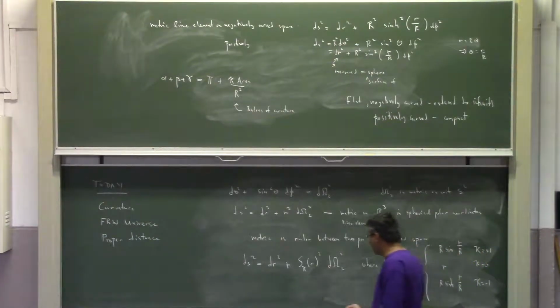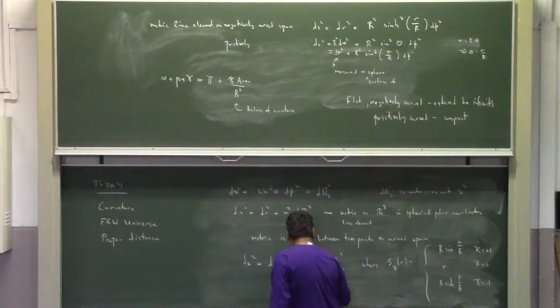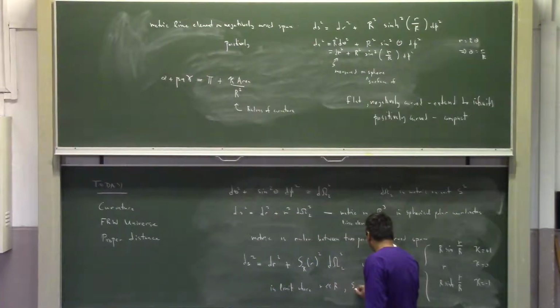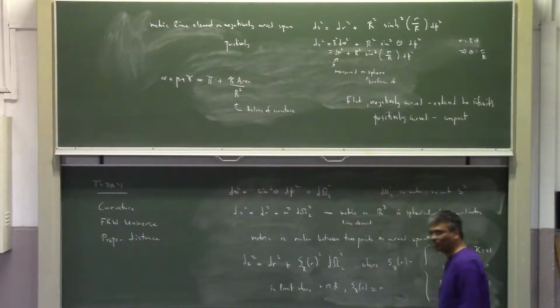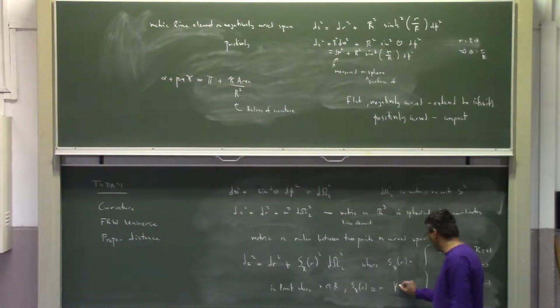So in the limit where r is much, much smaller than big R, S_κ(r) will scale like r. And this is independent of the value of κ.